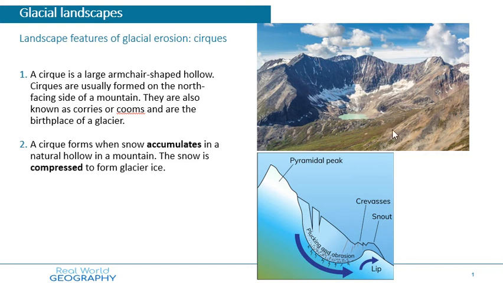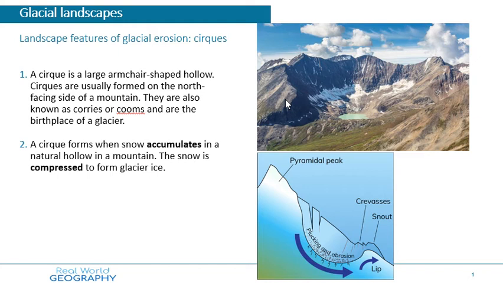This is a cirque here on our right, the top right there. A cirque is an armchair shaped hollow in a mountain. Very straightforward. They're usually formed on the north facing side of a mountain. Why? Because it's slightly colder on the north, because the north is closer to the North Pole. They can also be known as corries or coombs, but we're going to call them cirques. And a cirque, guys, is the birthplace of a glacier. It's where a glacier starts.